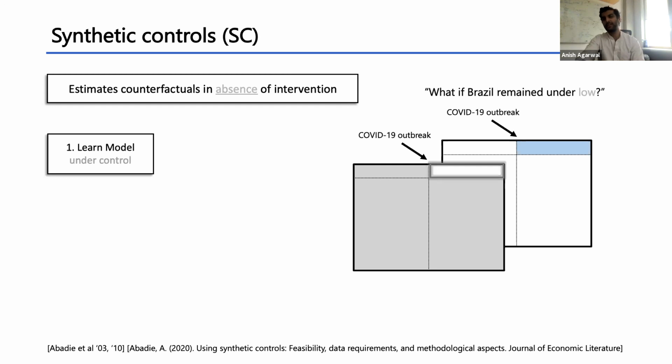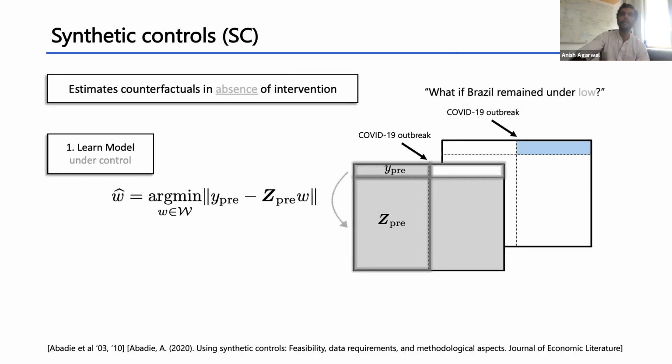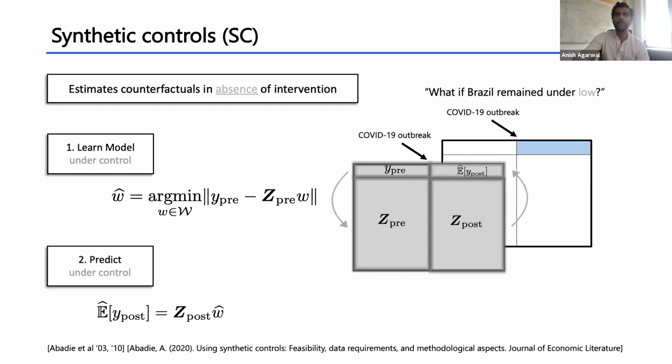The basic idea is we're going to learn a model under control. So Z pre represents the data of the countries that remained under control post COVID-19 breaking out, their pre-intervention data. So I'm going to call that Z pre. Y pre represents Brazil's pre-intervention data or pre-COVID-19 breakout data. What you're going to do is learn a linear model between Y pre and Z pre, and the linear model is going to be called W hat. It's going to be regularized to lie within some space capital W, and I'll talk about that in a second. Now you're going to look at the post-intervention data of the countries that remain under control. We're going to call that data Z post. We're going to take Z post and the learned linear model W hat, apply them together, and that gives you an estimate of the post-intervention data for Brazil had it remained under control.